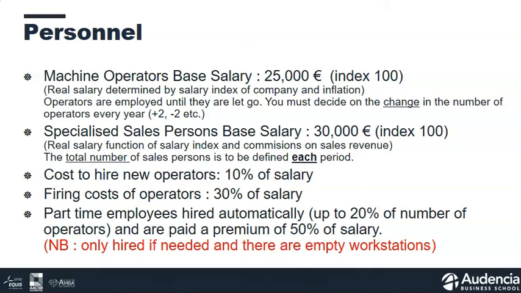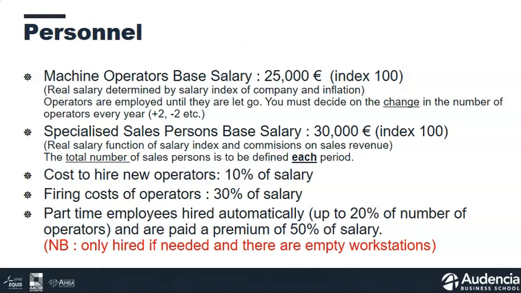Also, it's important to note that the decision you will make is the change in the number of operators. So if you want to hire more or fire people, you will indicate the change, so +2 or -2. You also have specialized salespersons. Their base salary is 30,000 with an index of 100. So if you want them to earn 30,000, you will put in your decision sheet 100 for the index.